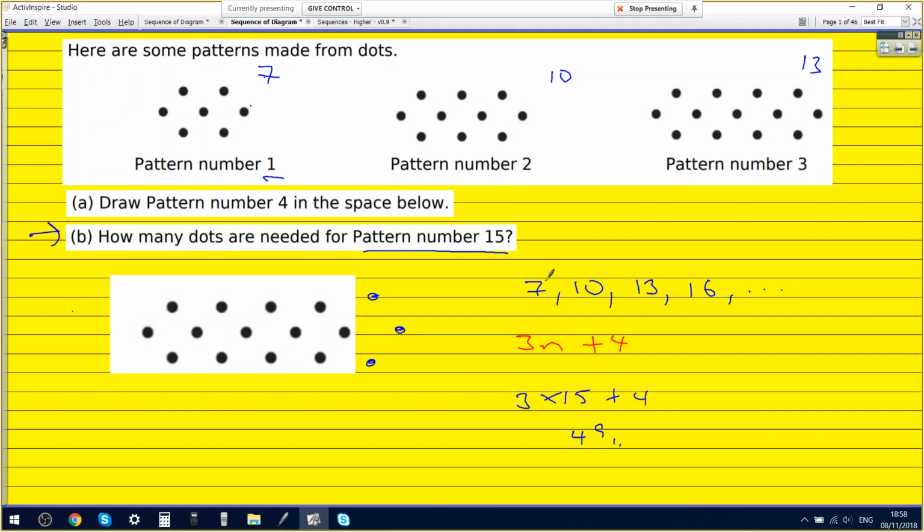In general, for the nth term dn plus c, d is the difference, term 2 take away term 1, and c is term 0 if it was there. Term 1 take away d, the difference, and you have to get d first so you can get c.